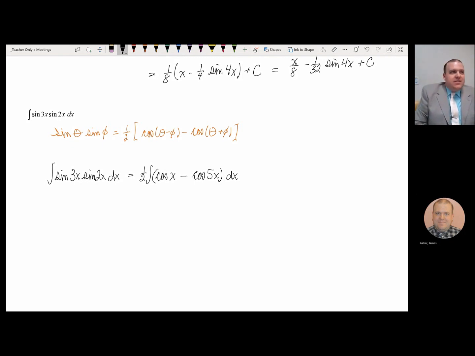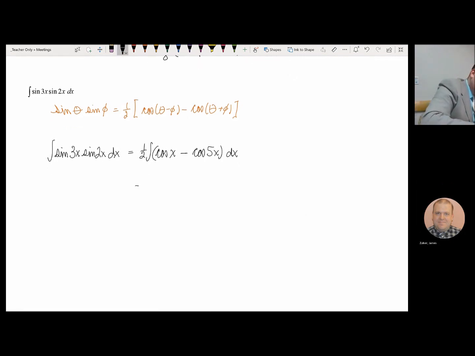Oh, now that's a simple antiderivative, right? Antiderivative of cosine of 5x is 1/5 sine of 5x. Then distribute that 1/2 through.